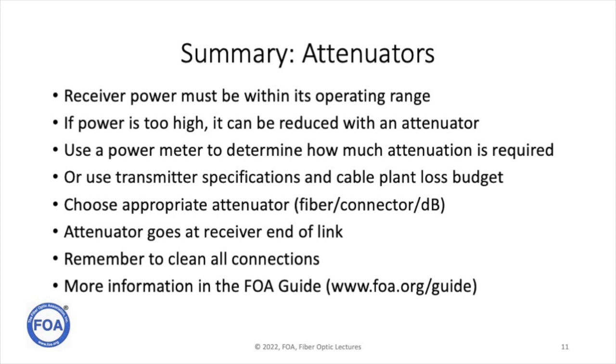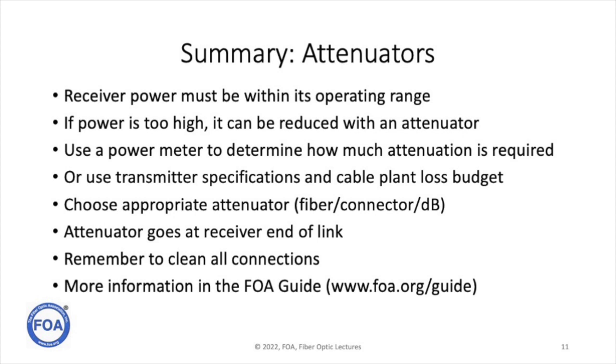So to summarize, in a data link, the receiver power must be within its operating range. Not too much, not too little. If the power is too high, it can be reduced with an attenuator. You can use a power meter to determine how much attenuation is required, or when you're designing the network, use the transceiver specifications and the cable plant loss budget to determine if there is too much power for the attenuation of the cable plant.